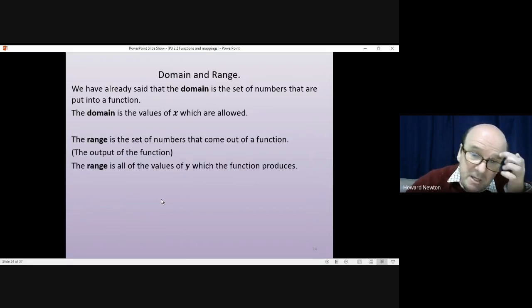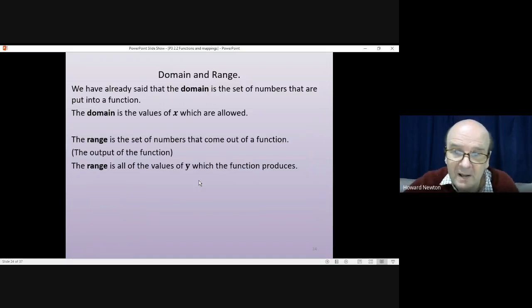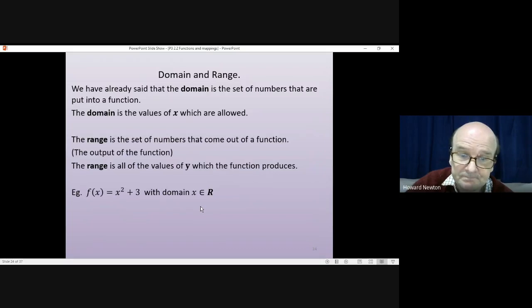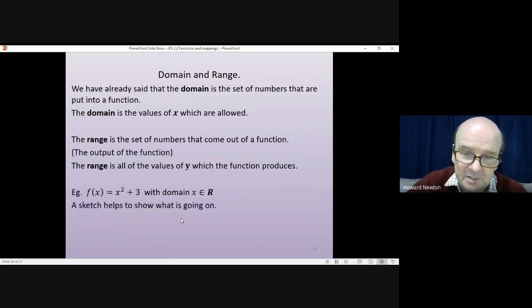And the range is all of the values of y which are allowed, all the values of y which the function produces. For example, if we had a function, x squared plus 3, say, with domain, x can be any number you like, and we wanted to know what the range of that function was. Well, what we want to know is all the values that y can take. A sketch helps a lot to show what is going on.